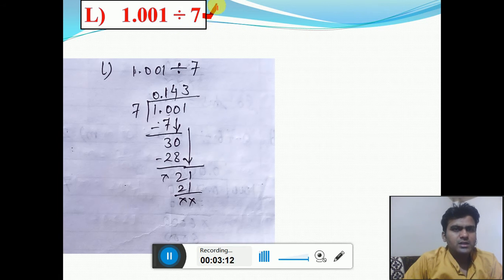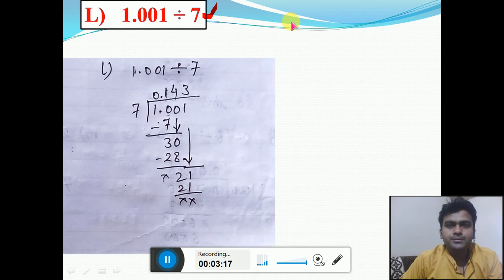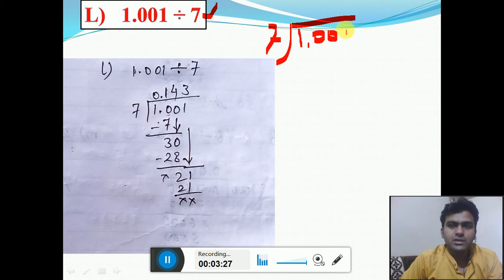Next question: 1.001 divided by 7. Here 7 is a whole number, so we write the number 7 here and 1.001. Right now we cannot divide this, because the first number is 1, and 1 cannot be divided by 7. So we write 0 and put a decimal point. Because of this decimal point we can take the next number also.